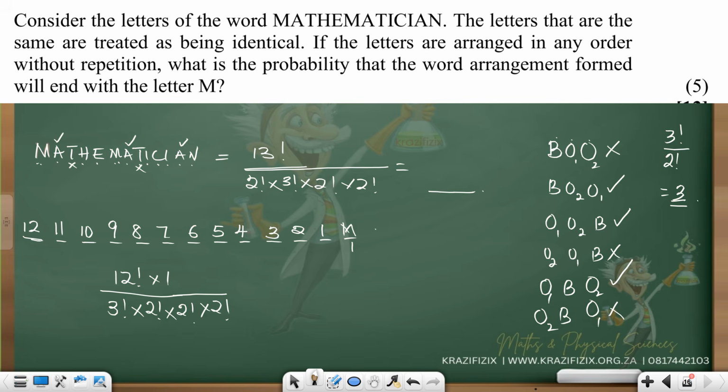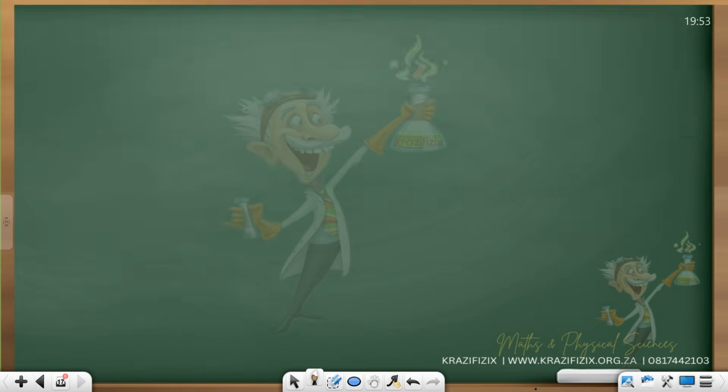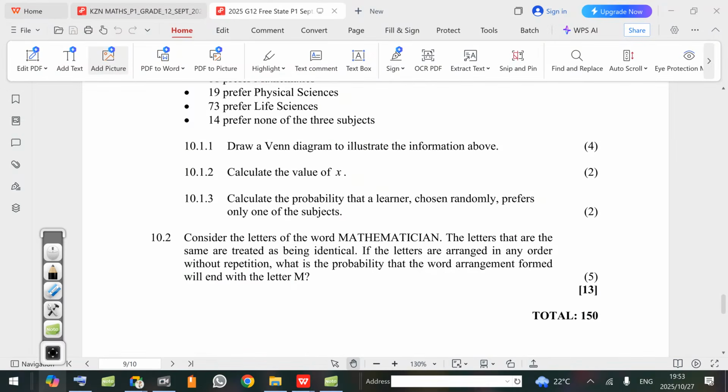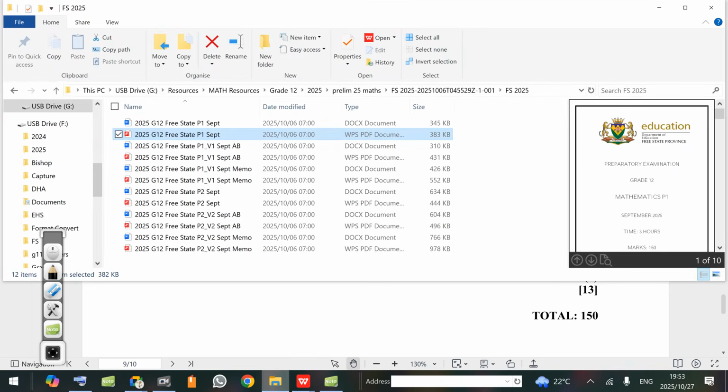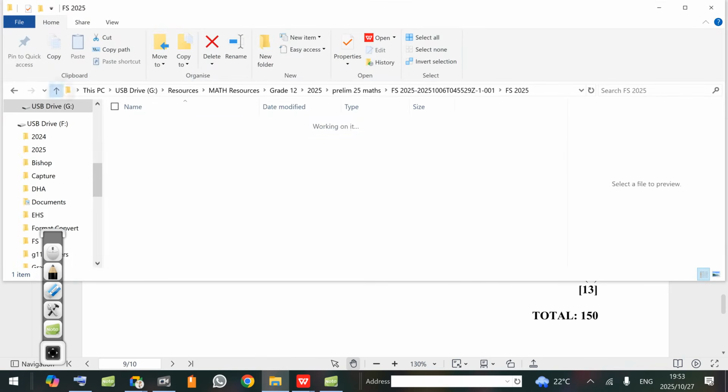So when it comes to questions like this, you just sort out what they ask for first, like M at the end. And then you just go into order. Always sort out what restriction they are giving you. Guys, I'll leave the Venn diagram; that one you must be able to deal with.